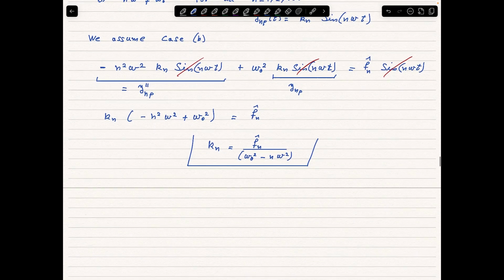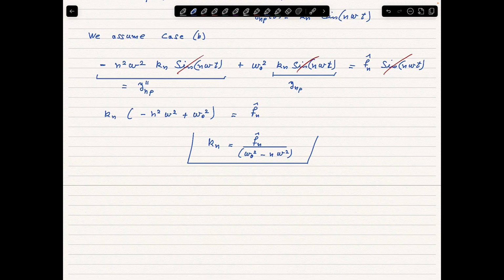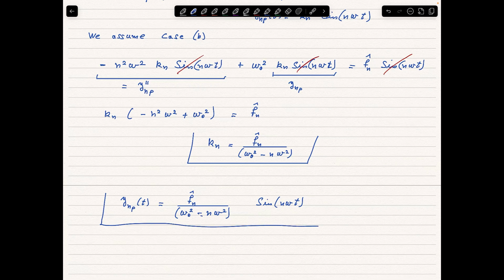And now we have our solution ynp. The particular solution for the nth term is going to be nothing more than that. Here is Fn, and here we're going to have omega 0 squared minus n squared omega squared multiplied by the sine of n omega t. So this is how the system is going to respond to the quantum of oscillation in the force. To this quantum of oscillation in the force, the system is going to respond with this factor here.